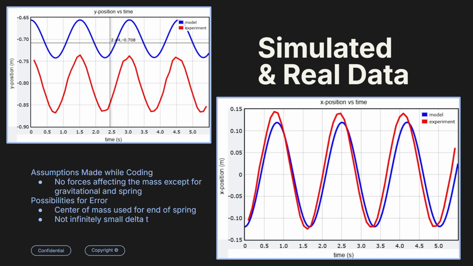Some possibilities for error that show discrepancies between the real world data and the simulated data. As you can see, there's quite a big discrepancy in the y position graph of about 10 centimeters. This is because when finding the position of the mass, I used the center of mass of the mass, but the simulation simulated from the end of the spring, which is about a 10 centimeter difference, and shows the discrepancy in the y position. Other reasons for error could be that I don't have an infinitesimally small delta t, meaning there's always going to be some rounding error in the simulation. There could also be human error because I didn't exactly select the center of the mass, things like that.